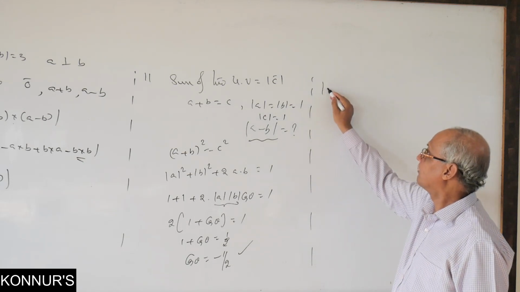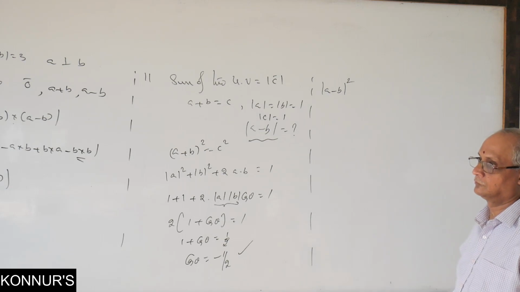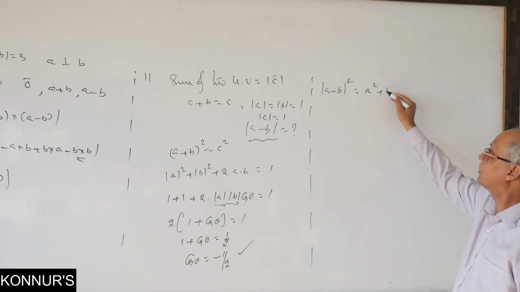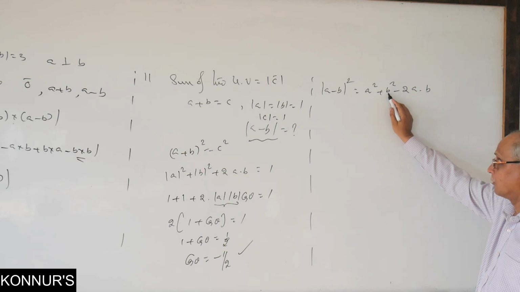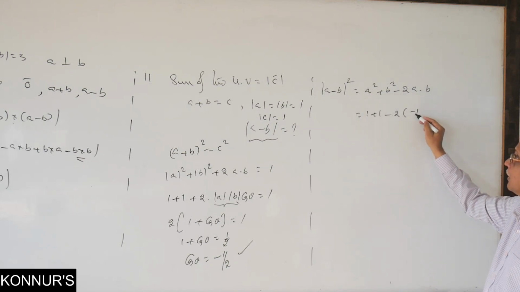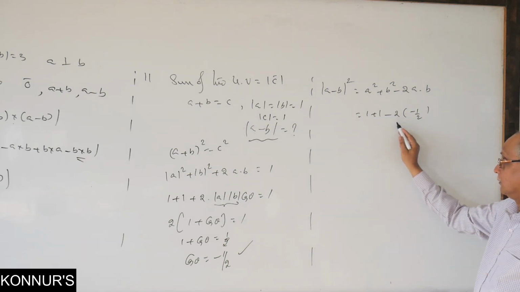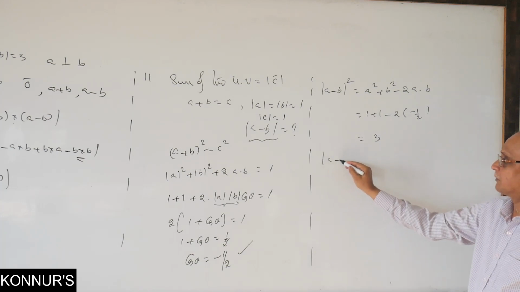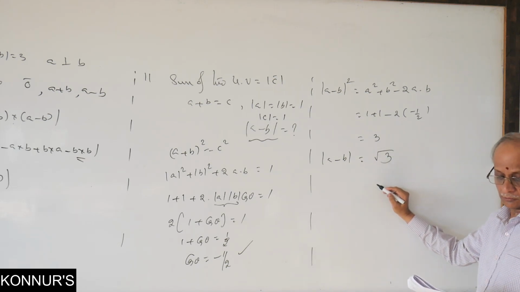Now consider A minus B whole square. A square plus B square minus 2 times A dot B. Again A and B are 1 only. What is the A dot B value? Minus 1 by 2. So 1 plus 1 plus 1, that is 3. Then the magnitude of the difference of the vectors must be plus or minus root 3.